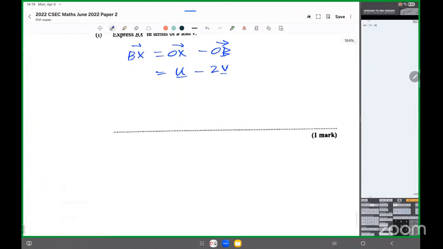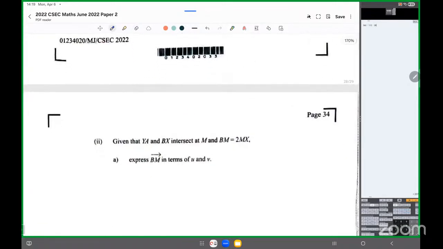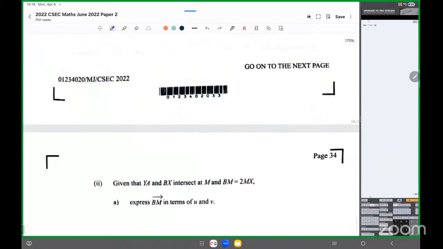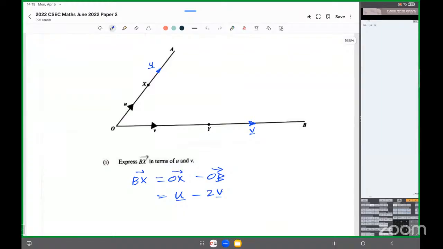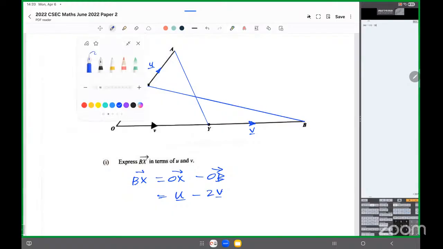Next vector I want is: given that YA and BX intersect at M and BM is 2MX, express BM in terms of U and V. Let's see what that is. YA and BX are put on the diagram so we can see what they're talking about. YA is the line from Y to A, so this line up here. BX is the line from here to here. They intersect at the point M.